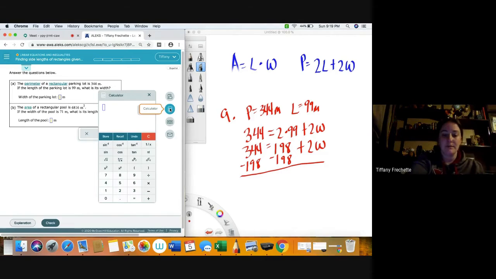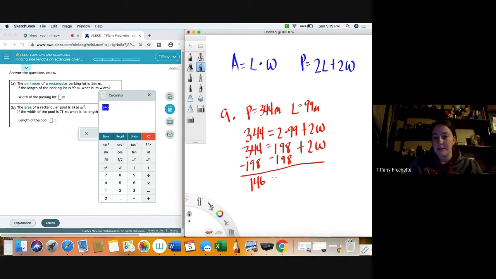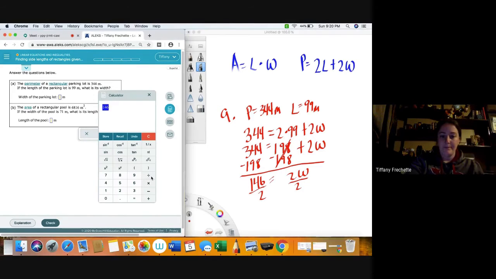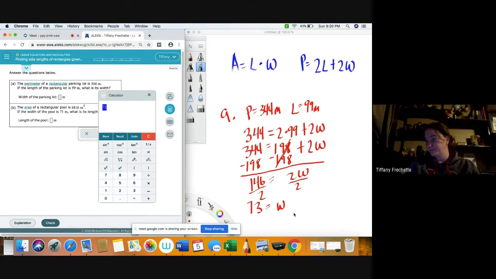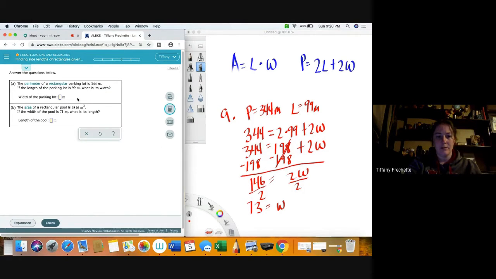And we get, oops, well, dang it. 344 minus 198, 146 equals 198 minus 198 crosses out, and we bring the 2W down. And then the last step is to undo this multiplication by dividing by 2. So we can click divided by 2 equals, and we get 73 equals W. So I'm going to put 73 for this first one.